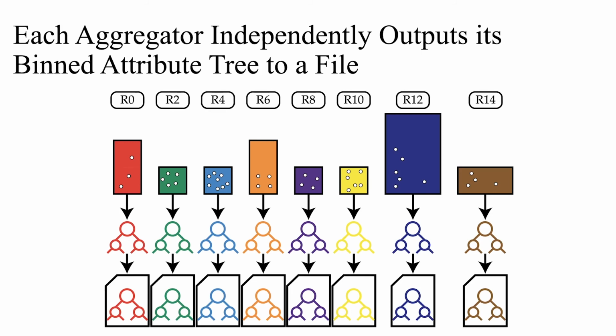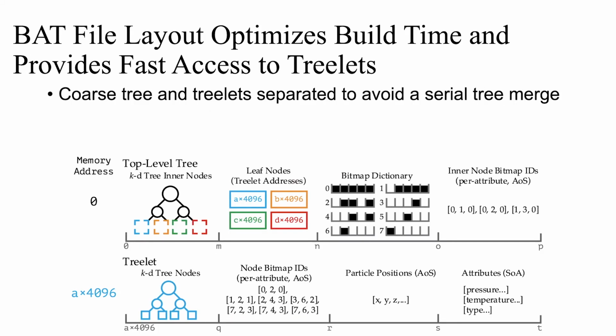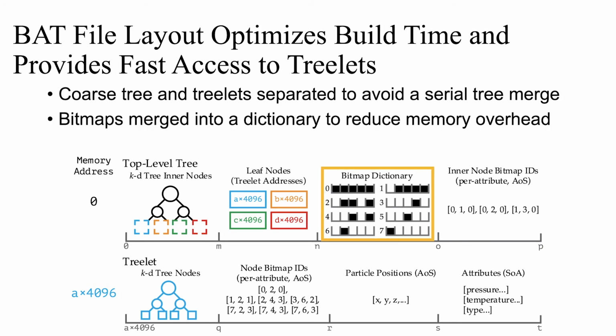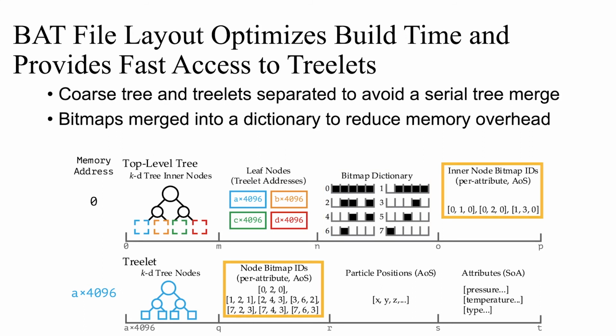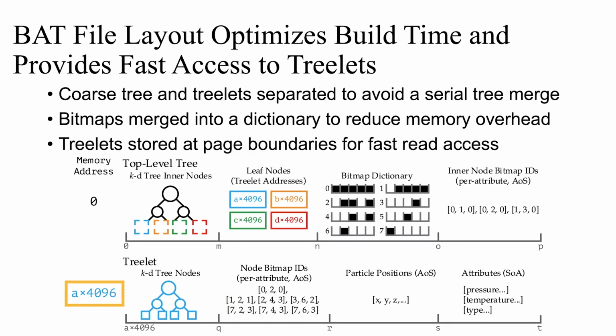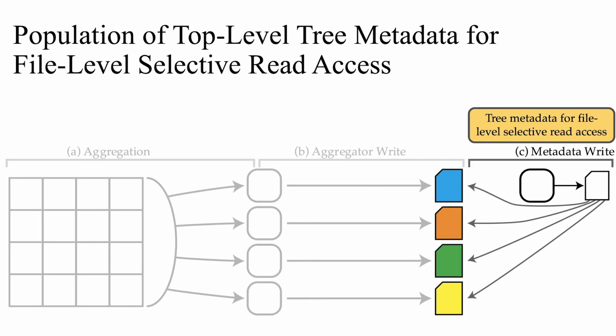Each aggregator then independently outputs its binned attribute tree to a file. The file layout is specifically optimized for build time and to provide fast access to the treelets. The coarse tree and treelets are stored separately to avoid a serial tree merge step, while the bitmaps are merged into a dictionary to reduce memory overhead, replacing the inner node bitmap indices with smaller IDs into this dictionary. And finally, the treelets are stored at page boundaries to provide fast read access. Finally, a single tree metadata file is output to provide file-level selective read access to the entire dataset.